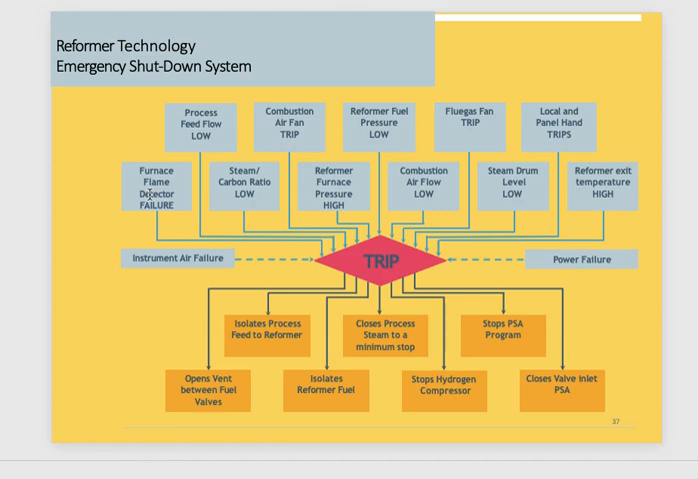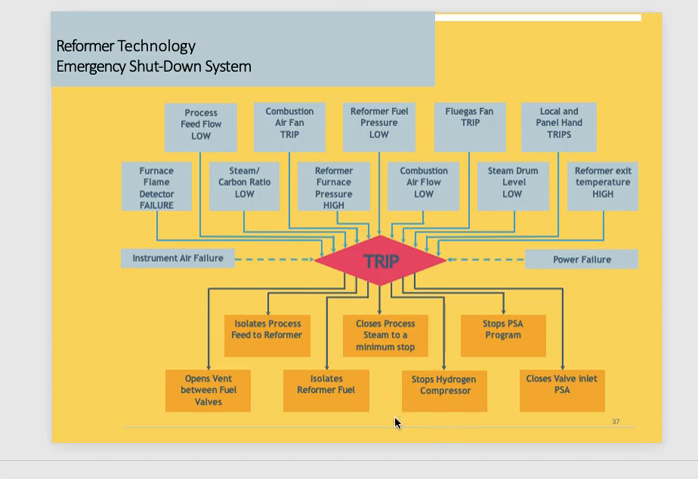And what will happen after it triggers the shutdown? Open vent between fuel gas valves, for sure the bleed, isolate process feed to the reformer, and isolate reformer fuel for sure, and close process steam to minimum stop value, because you have to keep some steam even in the trip case, okay? And stop the hydrogen compressor.